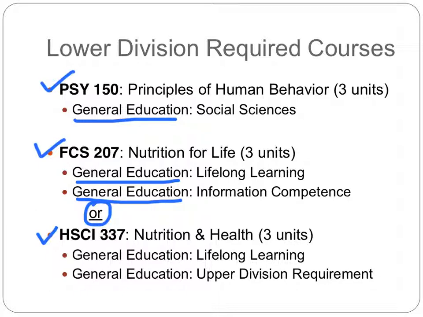If you choose instead to take Health Science 337, it will cover the requirement of General Education, Lifelong Learning, and because it's an upper division course, it will also count towards your 9 units of upper division GE required.